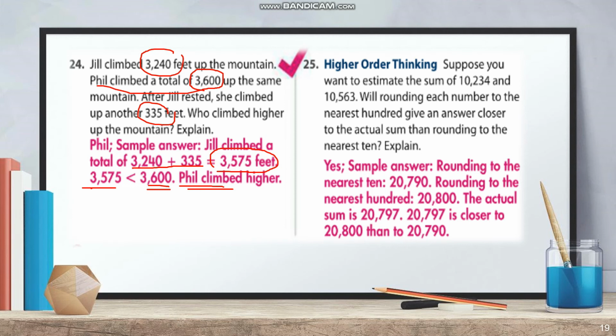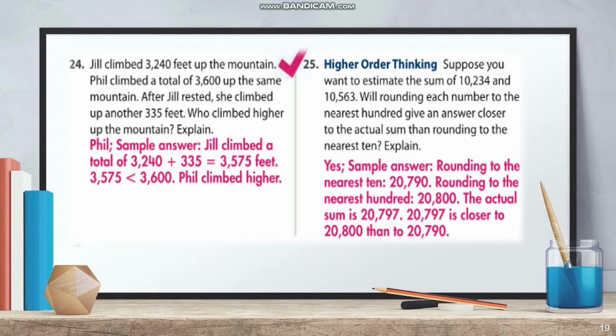Number 25, suppose you want to estimate the sum of 10,234 and 10,563. Will rounding each number to the nearest hundred give an answer closer to the actual sum than rounding to the nearest 10? So the answer is yes. Why? Rounding to the nearest 10: the tens place is 3 and the tens place is 6, so this becomes 10,230 plus 10,560. So the answer is 20,790.